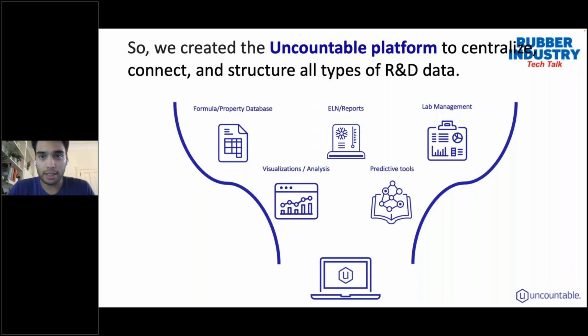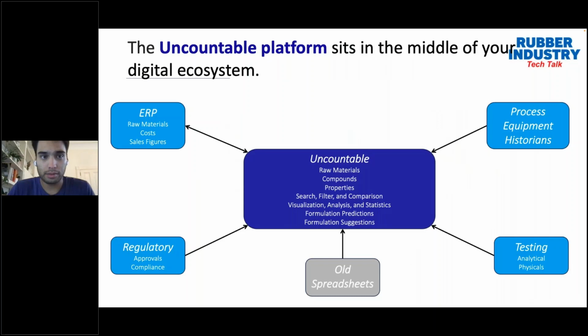So, like I said a second ago, the system is intended to fit in the middle of your digital ecosystem. As you know, companies in the rubber industry have been operating for quite some time. And for us to come in and say, hey, you need to rip everything out and use Uncountable for everything across the board would be an unrealistic ask.